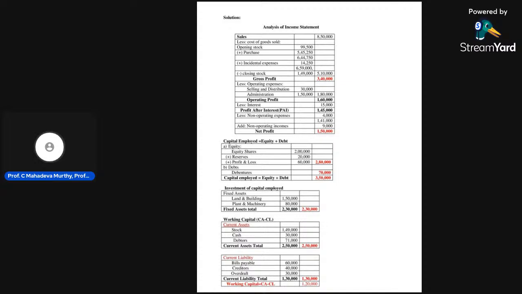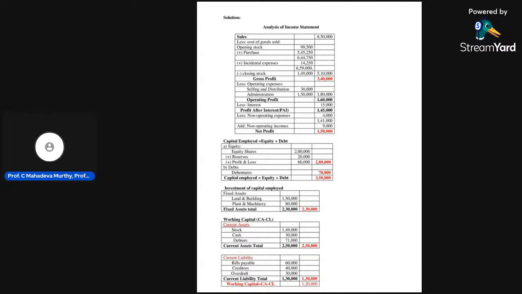Operating profit less interest, that is 15,000 interest, we get 1,45,000 profit after interest. Then less non-operating expenses 4,000, then 1,41,000, then add non-operating incomes 9,000. Net profit, PAT, profit after tax or PBT, profit before tax. It depends on the availability of the information, we can go for that.